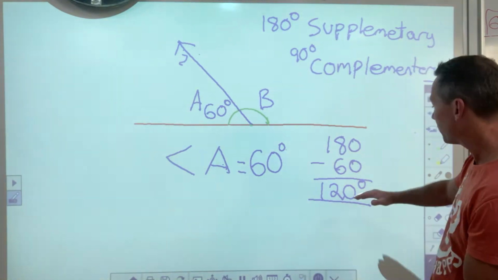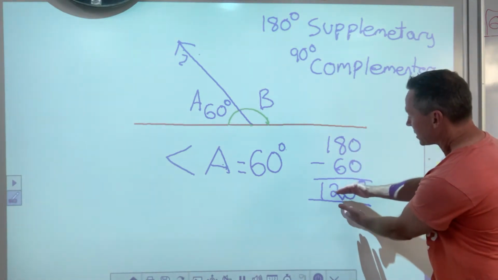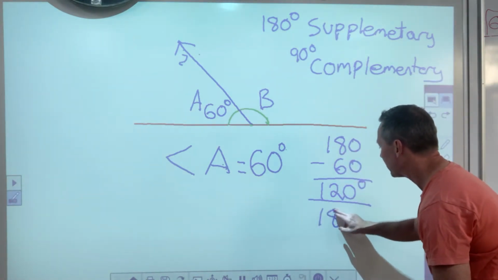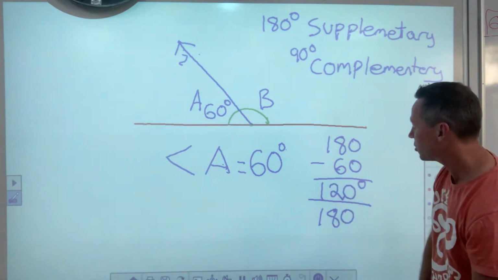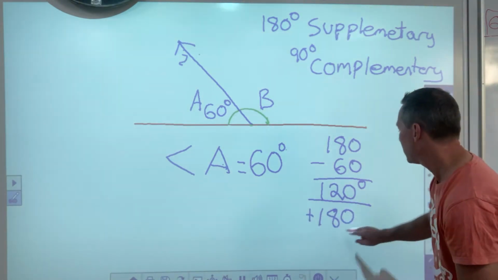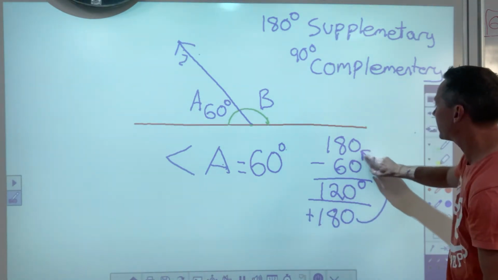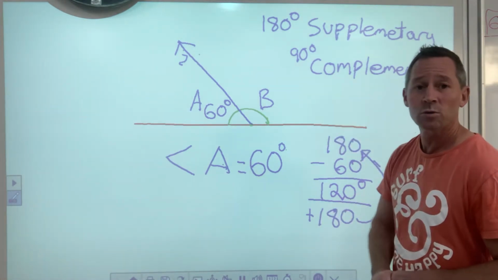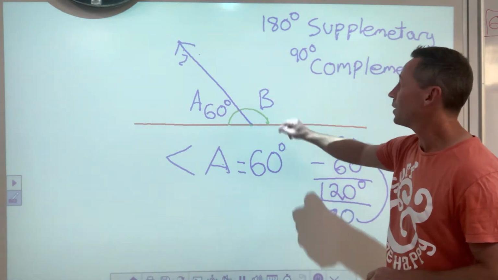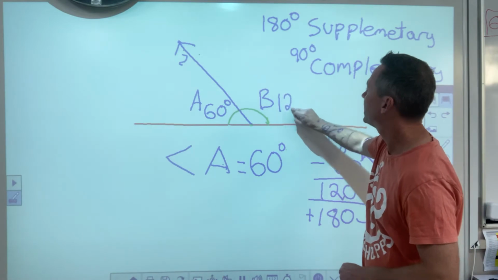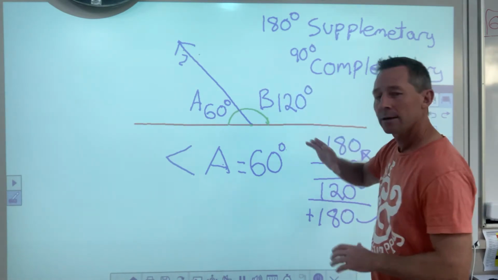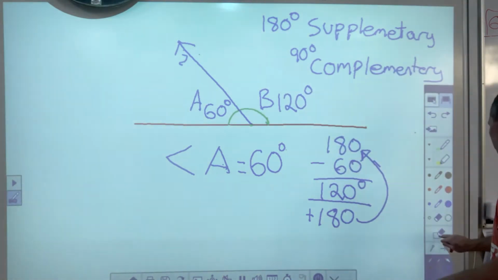120 degrees, and if I double checked, 60 plus 120, if I added that together, the inverse action of subtraction is plus. And that gives me back to that one there. So this one would be 120 degrees.